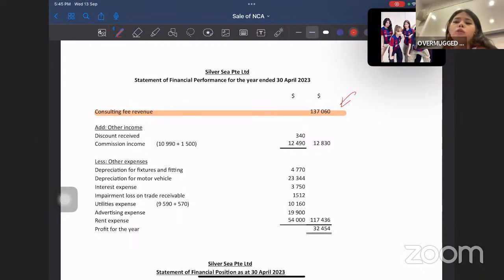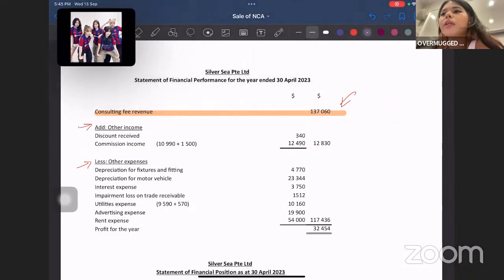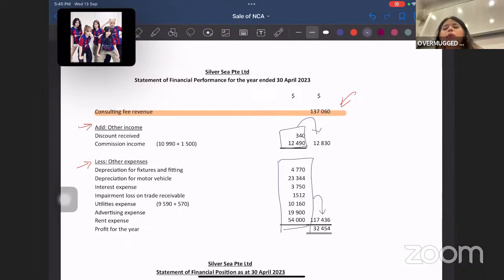And then the following format will still be the same. It will be add other income and then less other expense. As for the format, two columns, it is also the same idea that I've explained before. Left hand side is for me to list out the items, and then right hand side, I will total up. Then same for here. Here, I list out all the expenses. Then here, I will add them together at the right hand side.